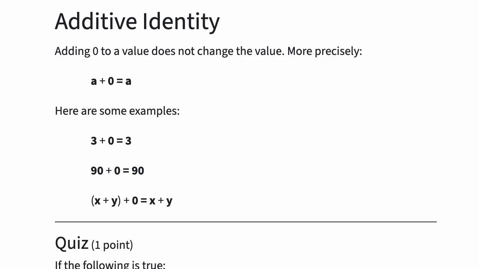The additive identity property says that adding 0 to a value does not change the value. More precisely, a plus 0 equals a. Here are some examples. 3 plus 0 equals 3. 90 plus 0 equals 90. And x plus y plus 0 equals x plus y.